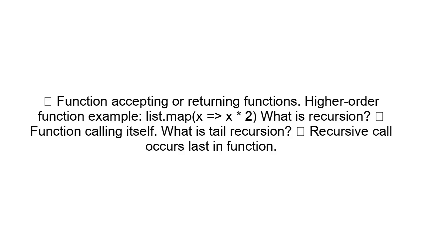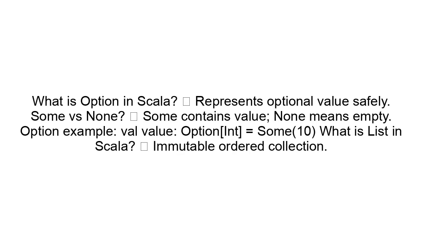What is recursion? Function calling itself. What is tail recursion? Recursive call occurs last in the function. What is Option in Scala? Represents optional values safely. Some versus None. Some contains a value, None means empty. Option example: val value: Option[Int] = Some(10).